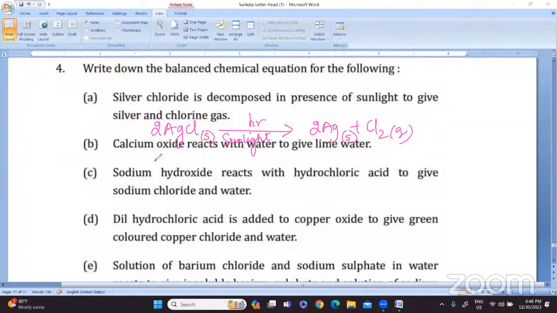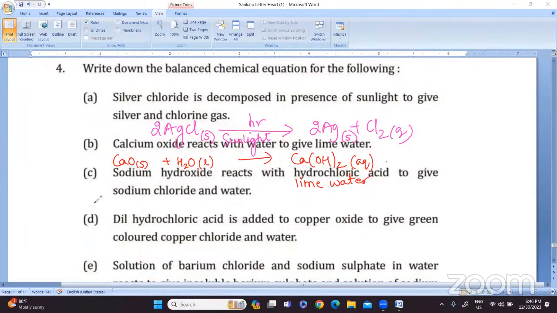Next question: calcium oxide reacts with water to give lime water. So this is calcium oxide, when it is treated with water, you get lime water. So this is lime water. So this is the reaction.